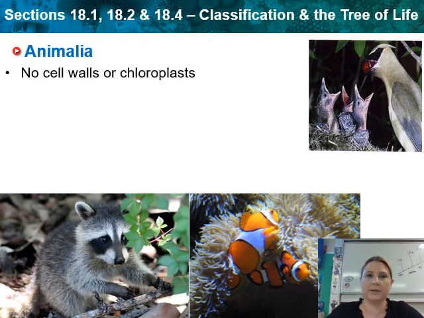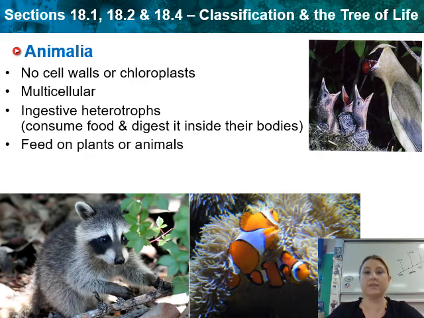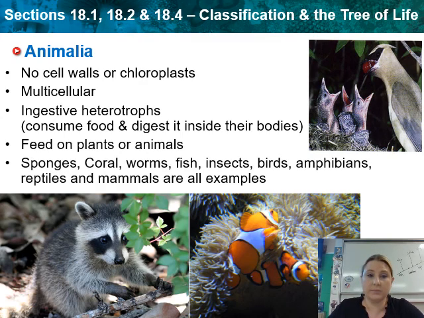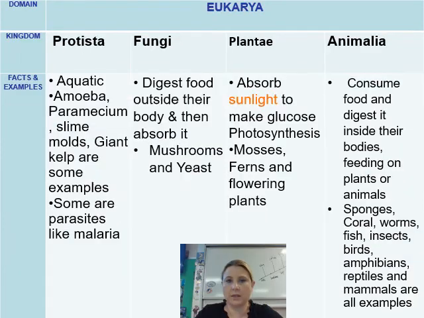And then we're going to move on to Animalia, which are animals. They have no cell walls. They do not have chloroplasts. They are multicellular. They are ingestive heterotrophs, meaning they have to eat food. They consume it and digest it inside their bodies. They feed on plants or animals. Some examples: sponges, coral, worms, fish, insects, birds, amphibians, reptiles, and mammals are all examples of animals. So go ahead and fill in your chart. Add your facts and examples.